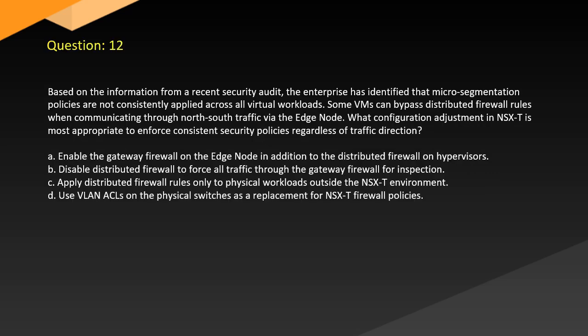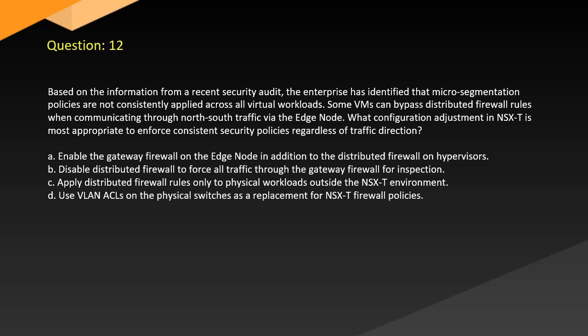Question 12. Based on the information from a recent security audit, the enterprise has identified that microsegmentation policies are not consistently applied across all virtual workloads. Some VMs can bypass distributed firewall rules when communicating through north-south traffic via the edge node. What configuration adjustment in NSX-T is most appropriate to enforce consistent security policies regardless of traffic direction?